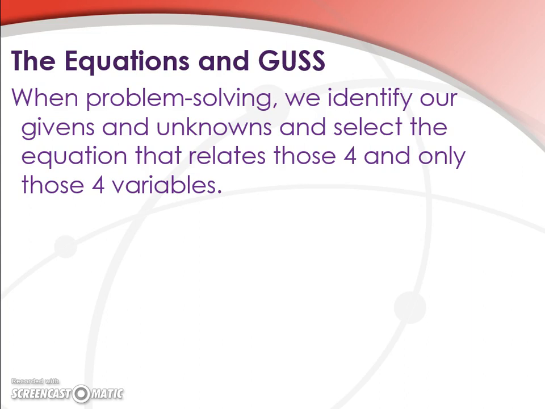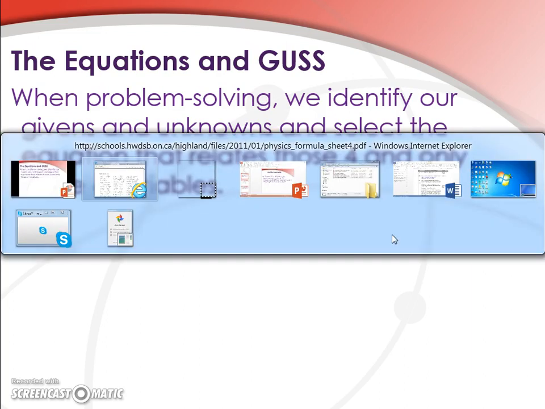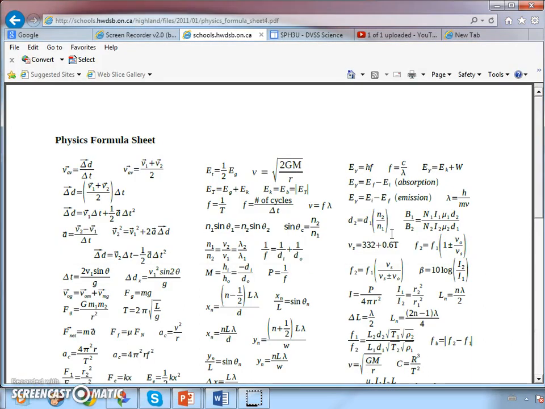We just need to identify what we've been given and what we need to calculate, and then find the equation that relates those variables. Now, you're not going to be expected to isolate those variables every time. You have your formula sheet, and you just need to pull out the equation that's already been done for you from the 5 equations of motion and use the appropriate one.